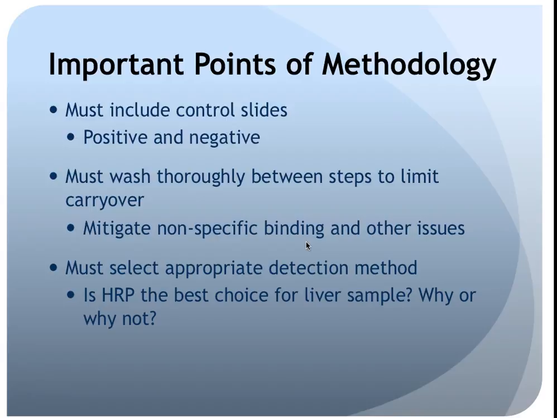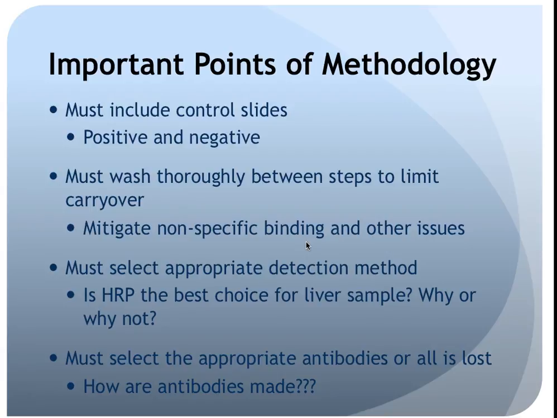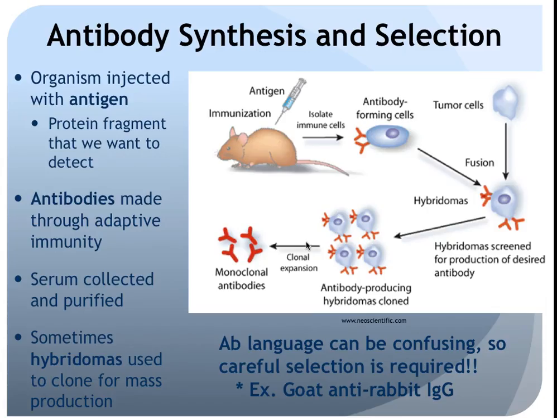So we might use something else. Maybe we'll use something fluorescent, or maybe we'll use biotin. There's lots and lots of different types of conjugates. You guys don't need to know all those things, but that's just something to consider. And then, of course, we're going to select the right kind of antibodies. So it's worthwhile to go through the process because the terminology can be a bit confusing, all right? So how is an antibody actually made and how do we pick it, all right?